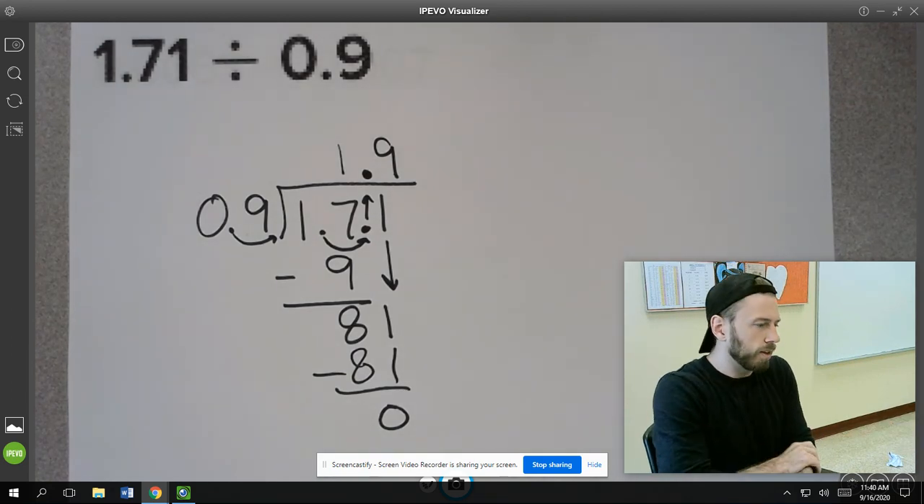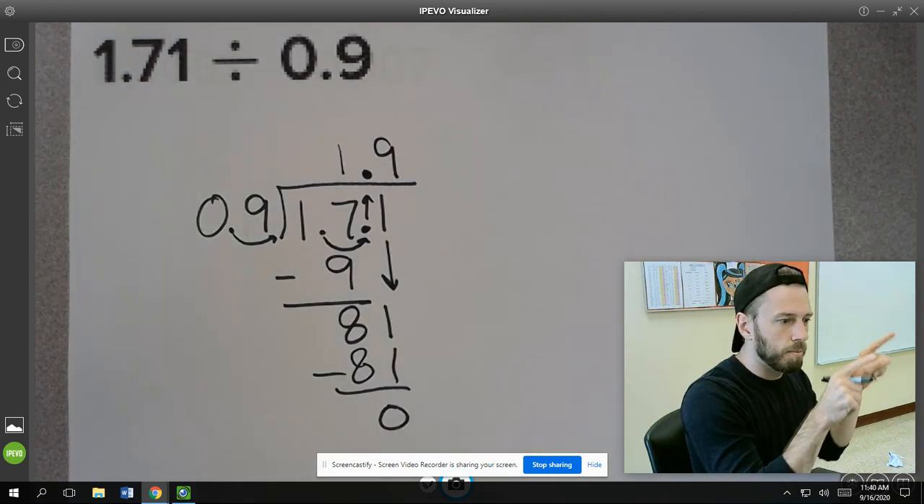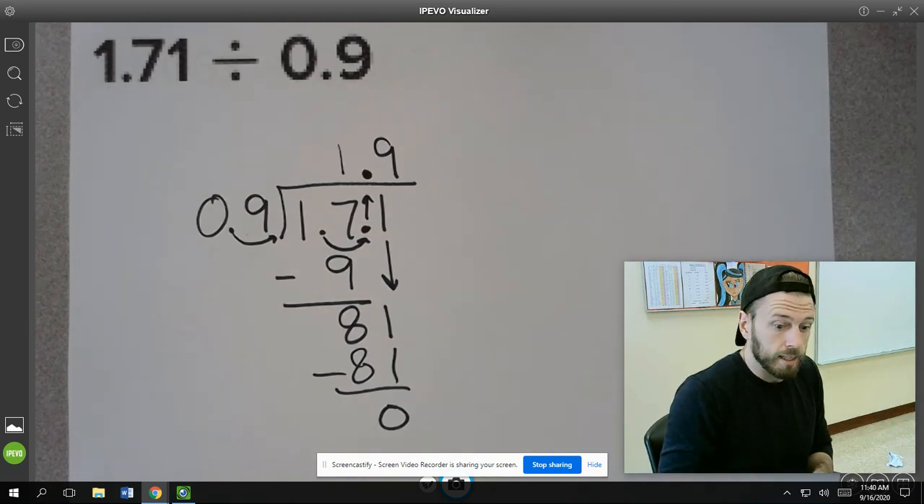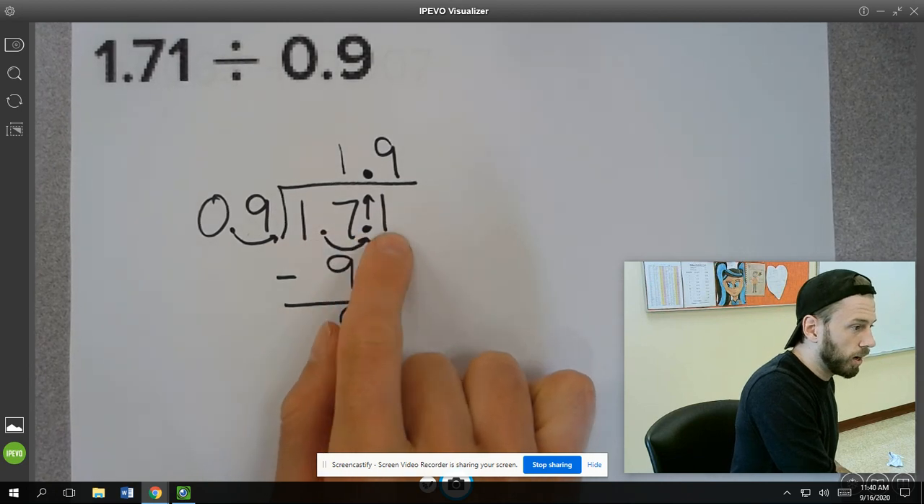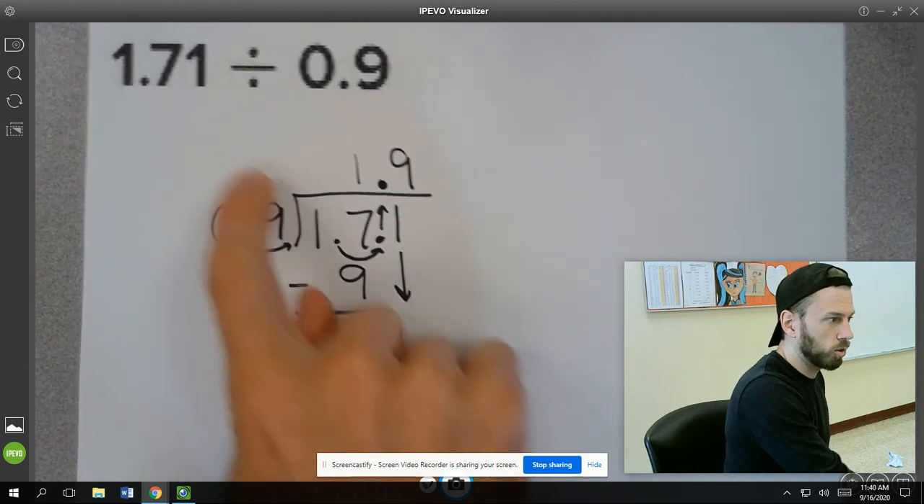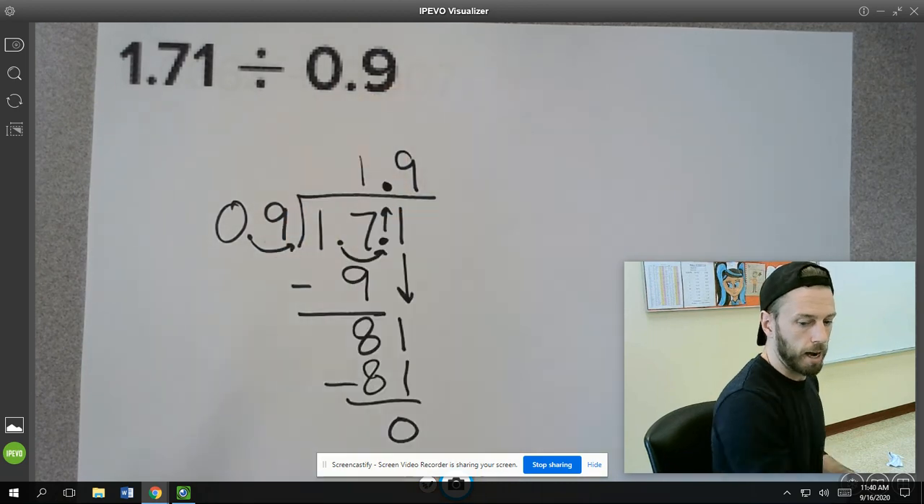Now, it might seem a little weird that you can take numbers like that and move the decimals over, but you get the same exact answer. What we just did was 17.1 divided by 9, but the original problem said 1.71 divided by 0.9.